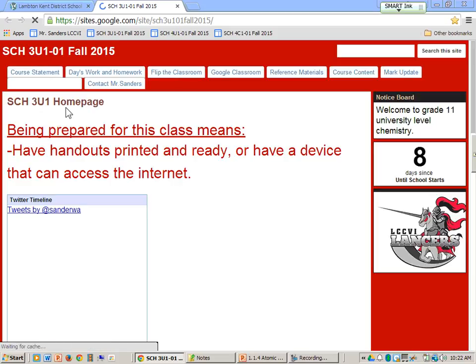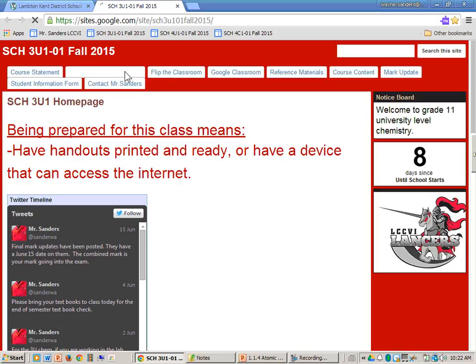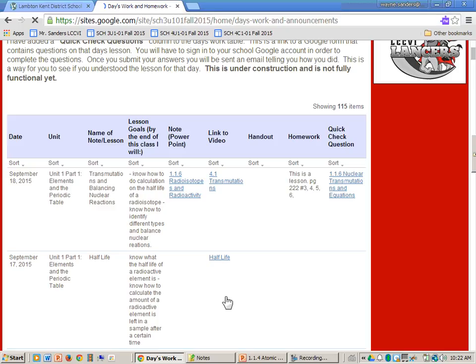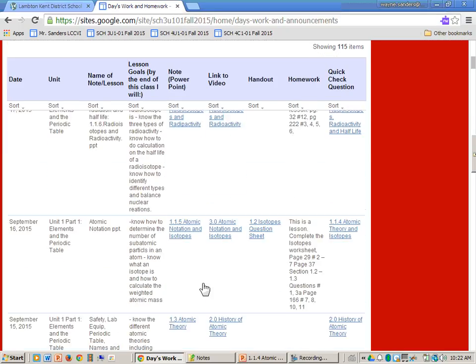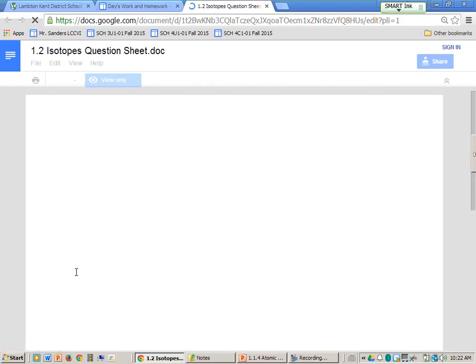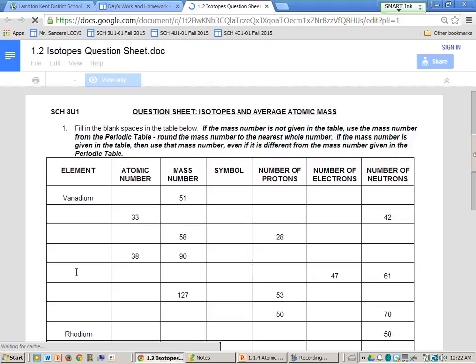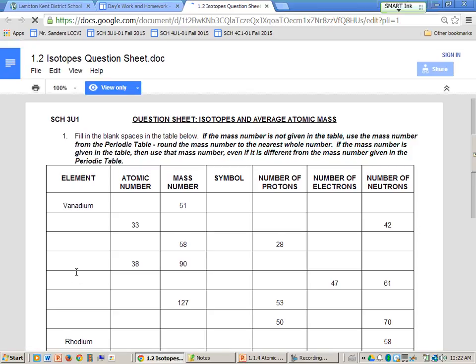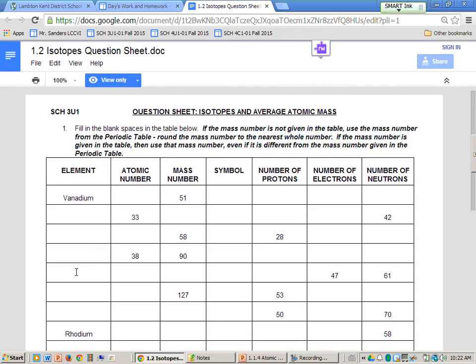Right? So this is not on Google Classroom. This is just a practice sheet. So you go to the day's work page. You go to today's date, the 15th, and there you can see the handout, Isotopes question sheet. And do you want to print that and do it on the page, or do you want to just put it on a separate piece of paper? That's up to you. Okay? But that's the homework I'm talking about on the day's work page. That's up to you to find and print off.